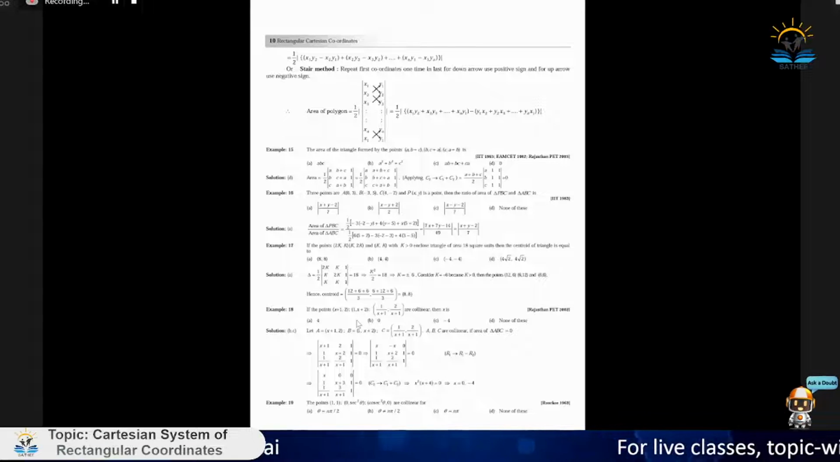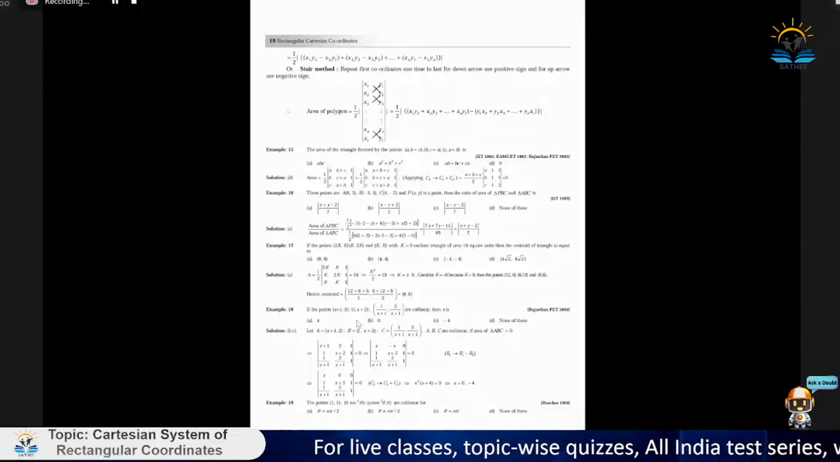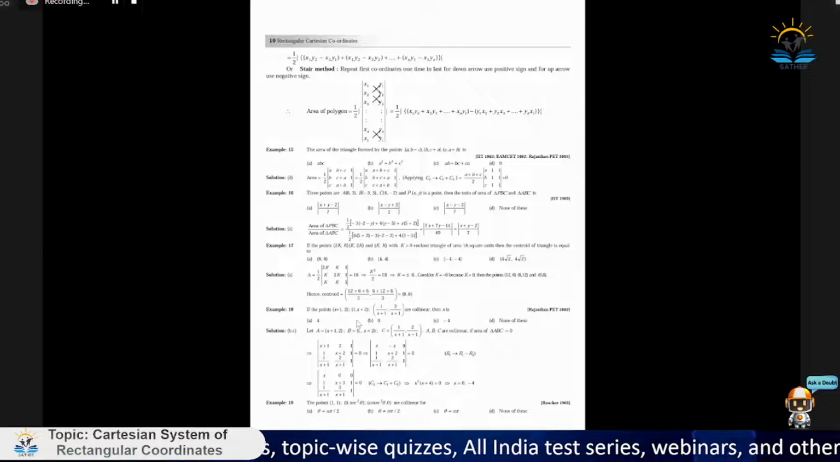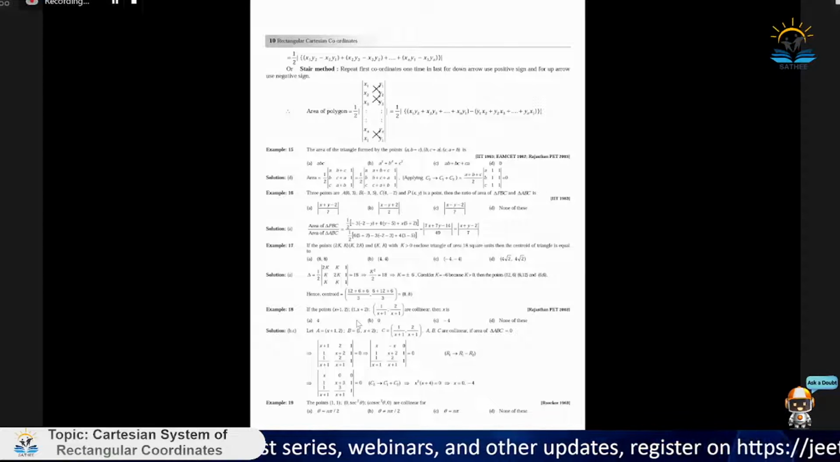And we'll solve some questions. Find the area of the triangle formed by the points (a, b plus c), (b, c plus a), (c, a plus b). From that, we know the formula for the area, and you solve those equations, and then you'll get the area as 0, which means those 3 points are lying on the same line, or those 3 points are collinear.